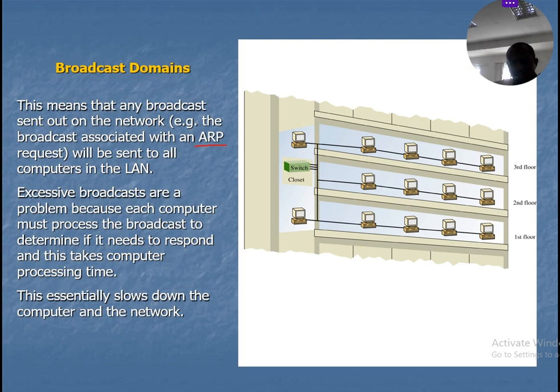Now let's take a look at broadcast domain. Since we've mentioned broadcast domain, what do we mean by broadcast domain? Broadcast domain means that any broadcast set out on the network, like for example the broadcast associated with ARP, the address resolution protocol request that the router sends to the destination MAC address. Whenever an ARP request is sent, it will be sent to all the computers in the LAN. So broadcast domain means that any broadcast set out on the network, like the broadcast associated with ARP request, will be sent to all the computers in the LAN.